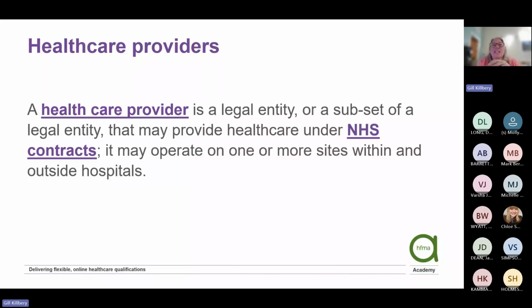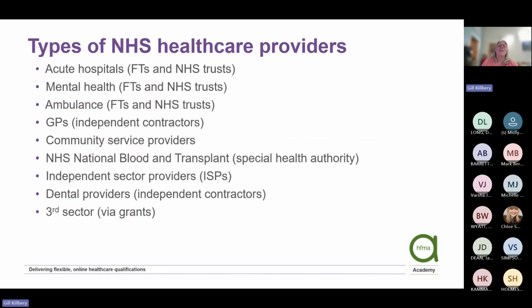Now, these are the trusts themselves. Trusts can have 3 or 4 hospitals within them. So we're not talking NHS hospitals here, we're talking the trusts themselves. So just over the 200 is what we're looking at. That's quite a number. But there are lots of different sorts of NHS providers.